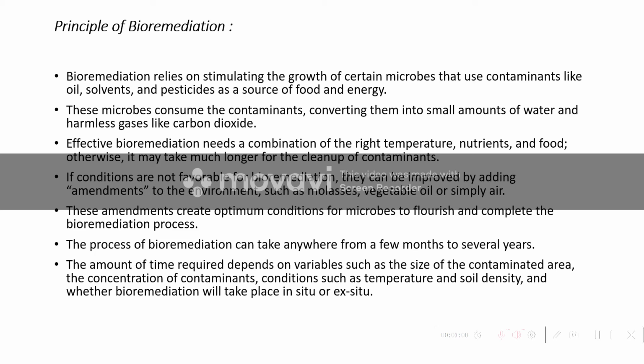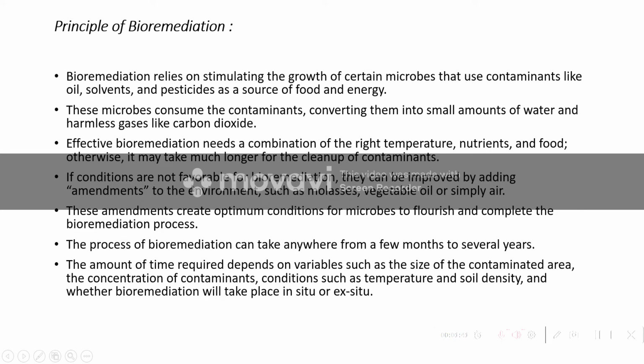Principle of bioremediation. Bioremediation relies on stimulating the growth of certain microbes that use contaminants like oil, solvents, and pesticides as a source of food and energy. These microbes consume the contaminants, converting them into small amounts of water and harmless gases like carbon dioxide, as you can see in the previous slide. Effective bioremediation needs a combination of the right temperature, nutrient, and food. Otherwise, it may take much longer for the cleanup of contaminants.